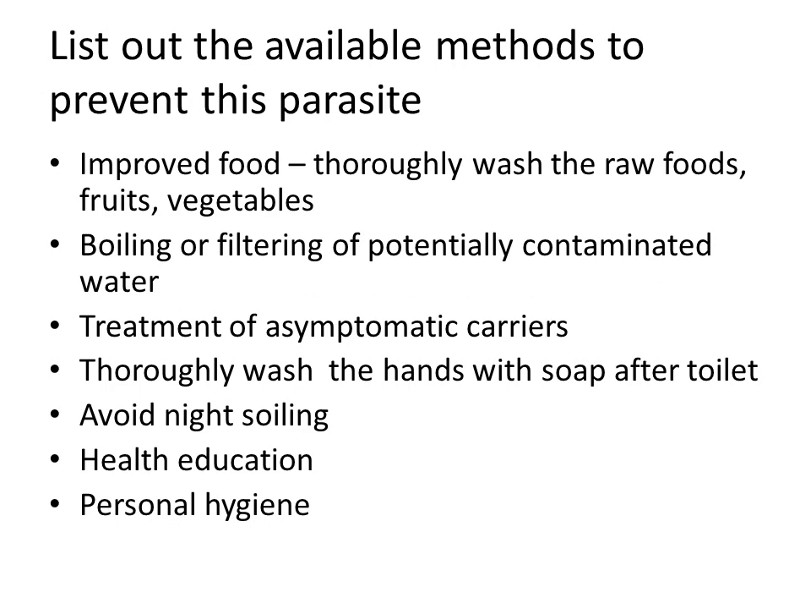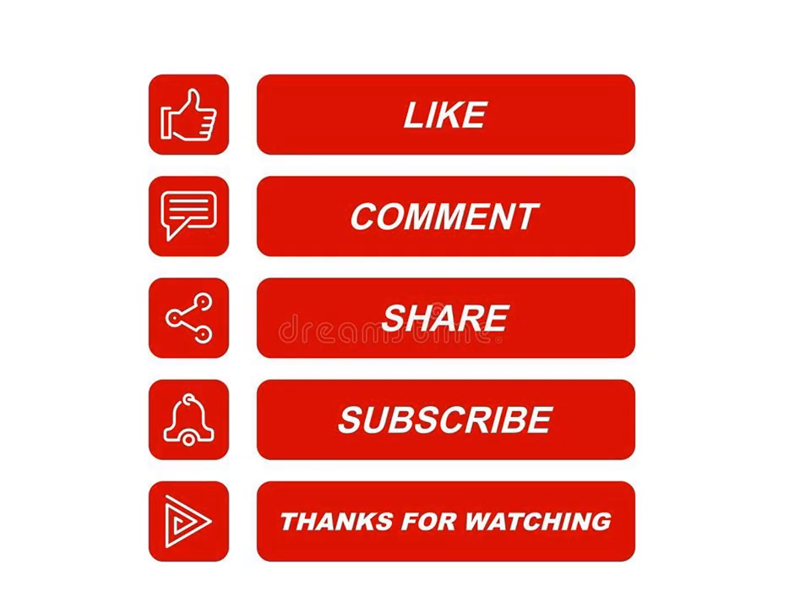List out the available methods to prevent this parasite. First, improve food hygiene: thoroughly wash raw foods, fruits, and vegetables when we take them raw. Boil or filter potentially contaminated water. Treat asymptomatic carriers. Thoroughly wash the hands with soap after the toilet. Avoid night soil, that means avoid using feces as a fertilizer. Health education and personal hygiene. Thank you.